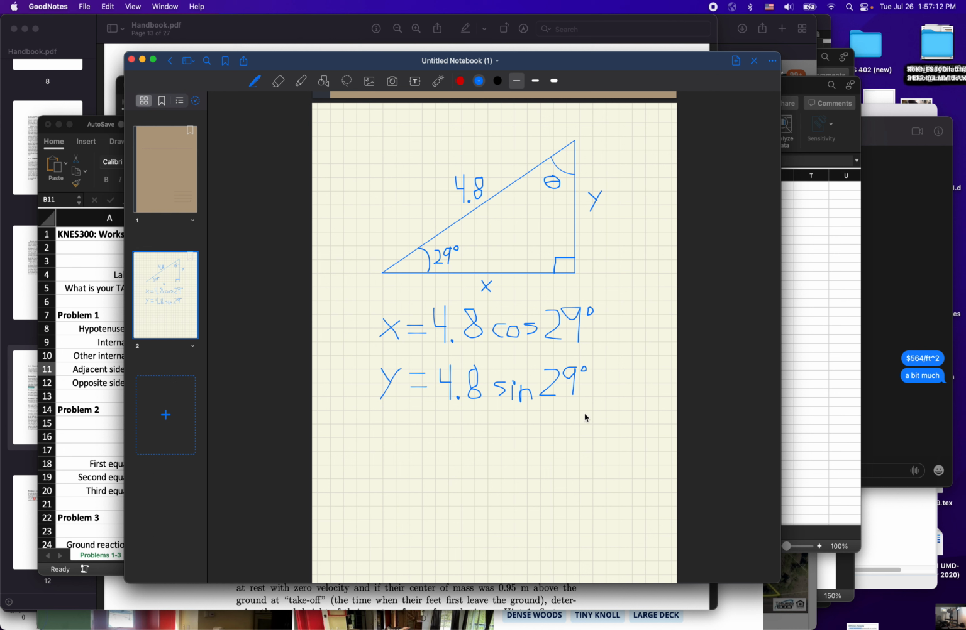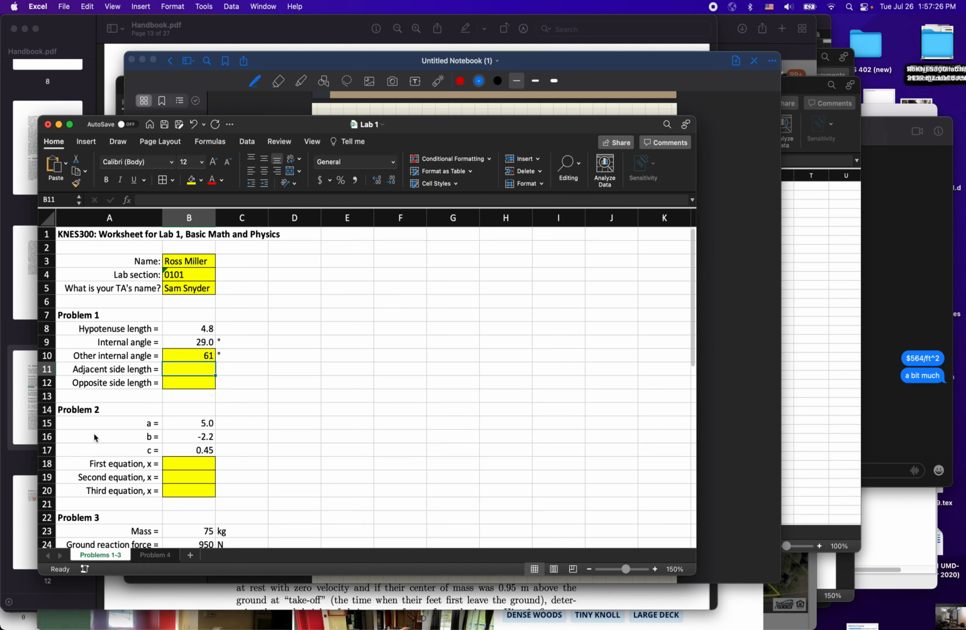And to, again, perform those calculations in Microsoft Excel, I basically copy everything on the right-hand side, including the equals sign itself, into Microsoft Excel here. But it's a little bit more nuanced in how we actually do that in practice. So let's take a look at that. So my adjacent side, which I'm going to enter in cell B11 here, the calculation for that, I do equals, and then I could type in 4.8 times cosine 29 degrees.